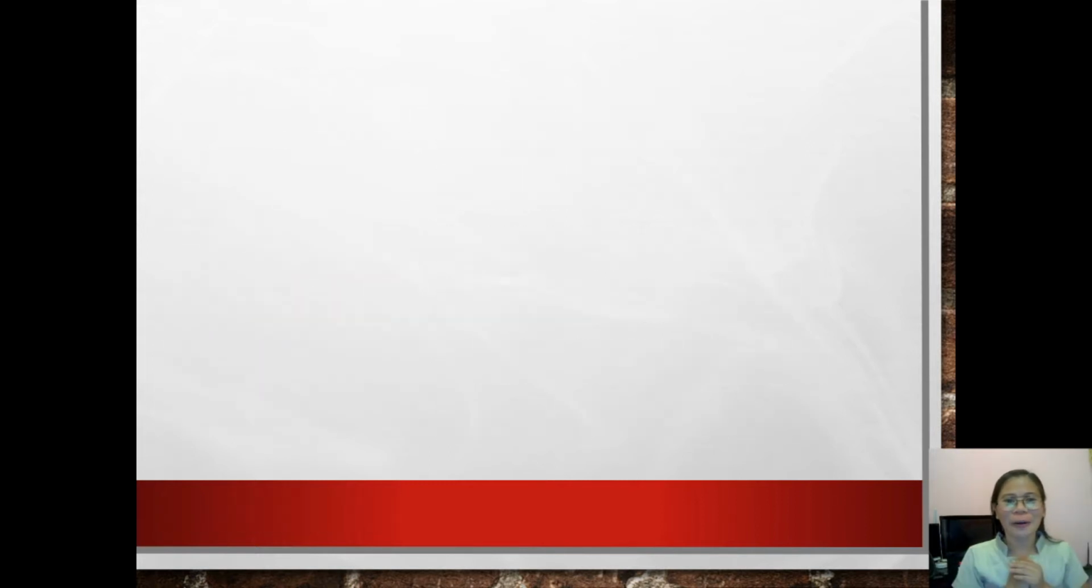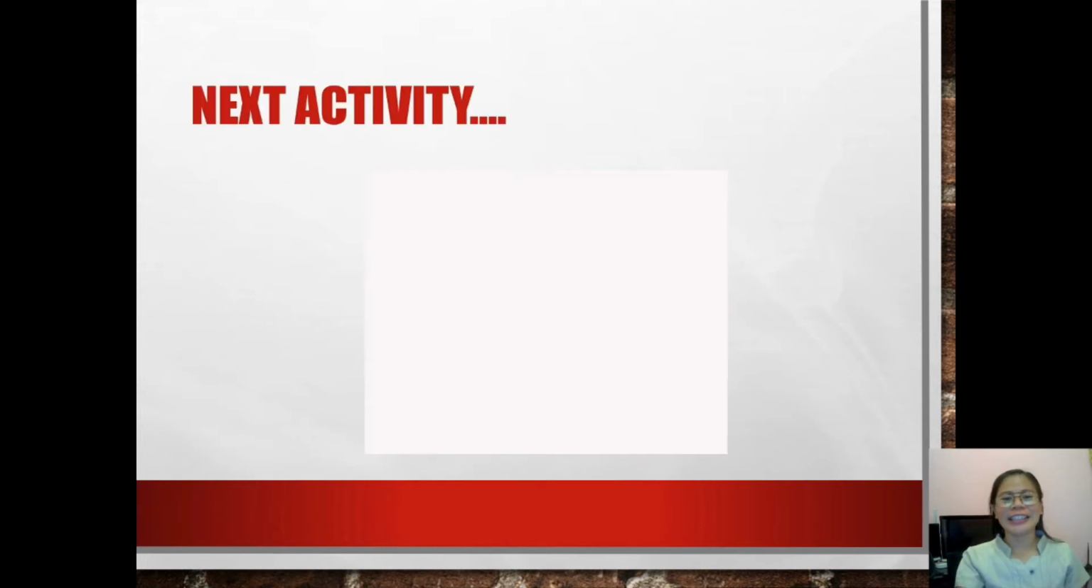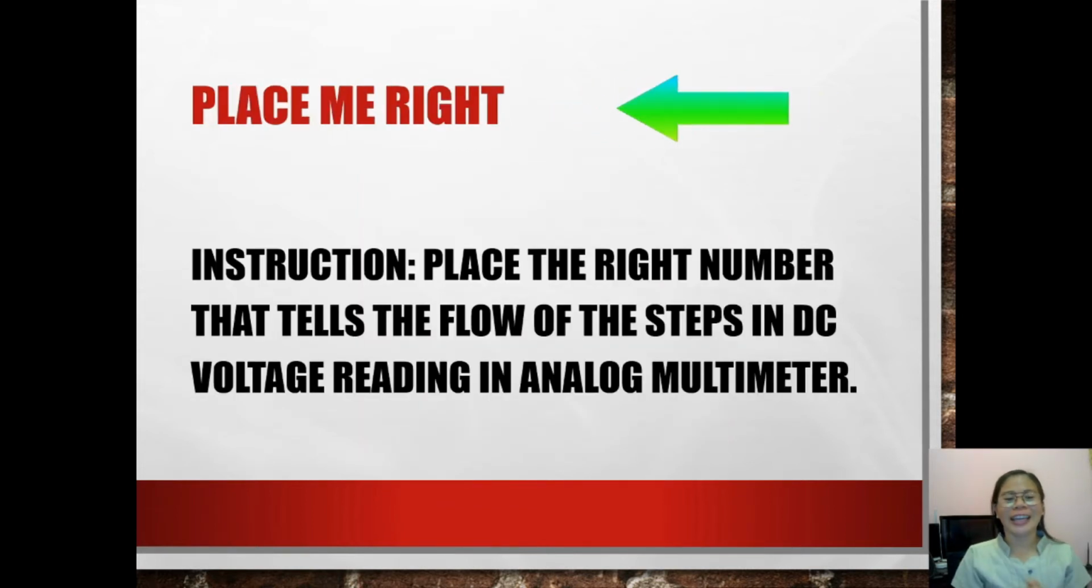Hey, are you ready for our next activity? Okay, very good. Next activity will be Place Me Right. The instruction is to place the right number that tells the flow of the steps in DC voltage reading in analog multimeter. Kailangan nating maglagay ng numero sa nararapat na steps. So, are you ready?